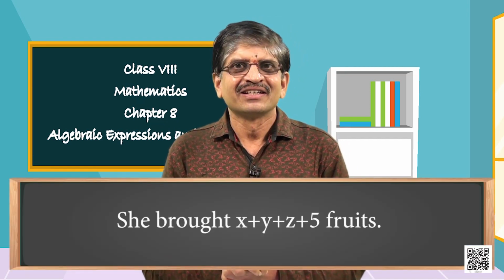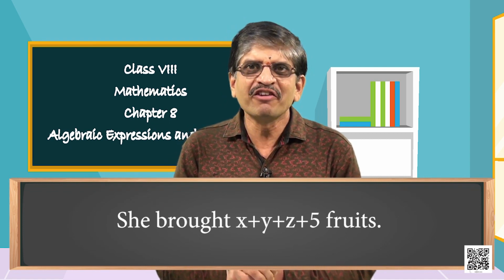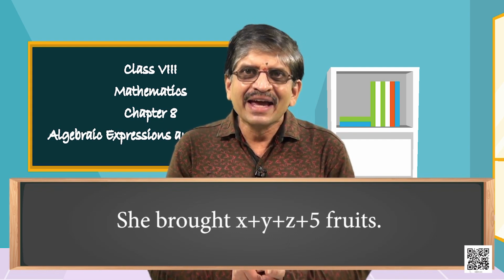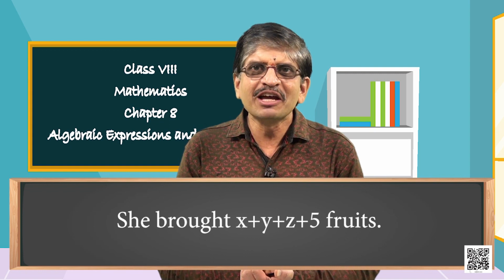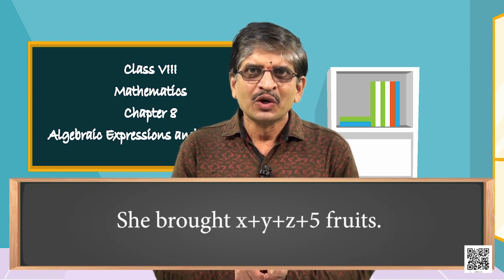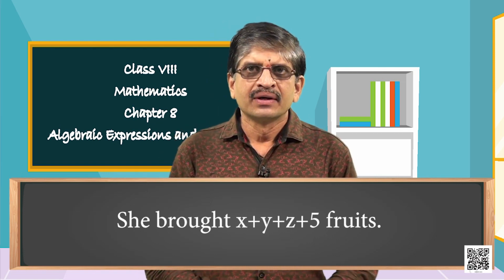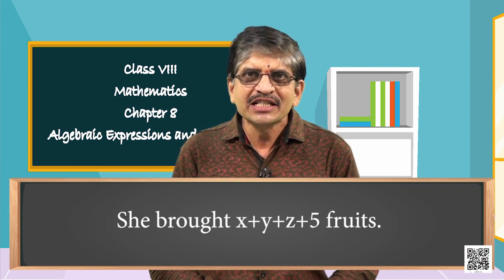Well said. She purchased X plus Y plus Z plus 5 fruits. How did you get this? By adding X, Y, Z and 5, you got X plus Y plus Z plus 5. Do you know what you call this x plus y plus z plus 5? Good. This x plus y plus z plus 5 is called an algebraic expression which is formed with the variables x, y, z and the constant 5.